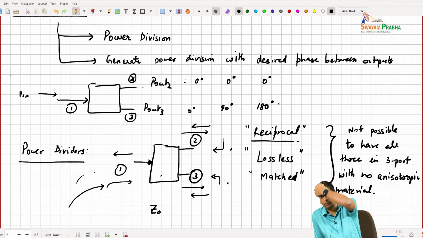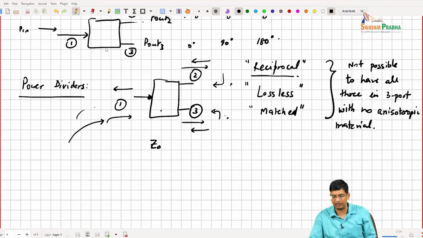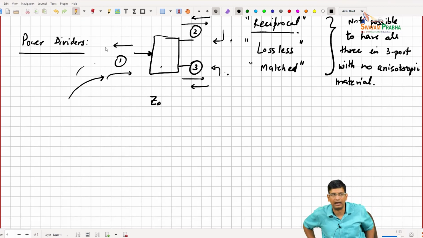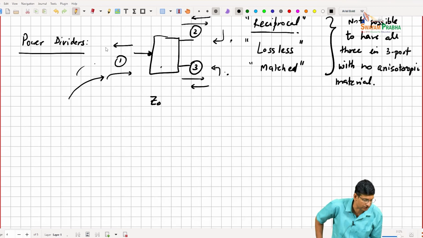So anisotropic materials are materials that, for example, treat the forward wave differently from the backward wave, right? So in the absence of such materials, we can't get all three, right? So we figure out which of these we can live with, right? And then design our circuits based on that.